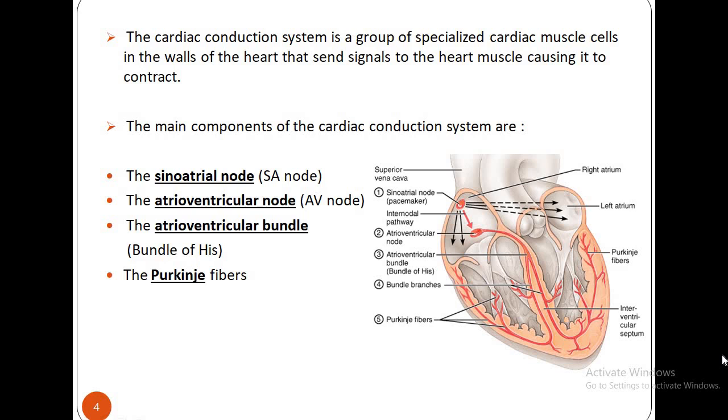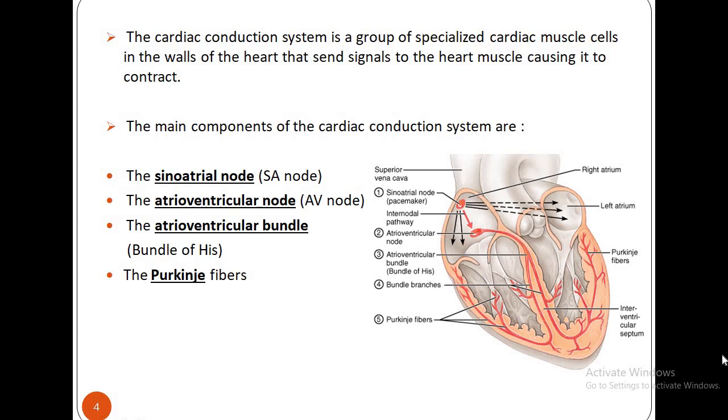After the electrical impulses spread across the atria, they converge at the atrioventricular node or the AV node, located in the lower part of the wall between the two atria. The AV node acts to delay the impulses by approximately 120 milliseconds to ensure that the atria have enough time to fully eject blood into the ventricles before ventricular systole.